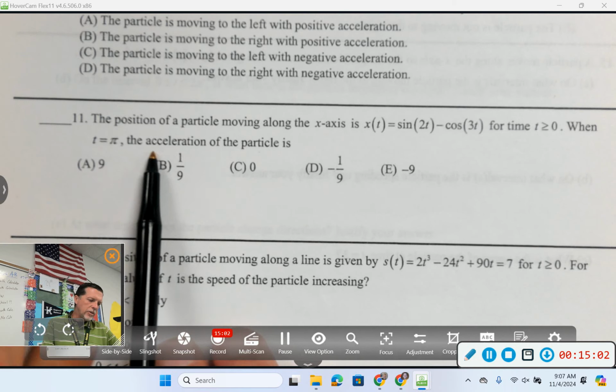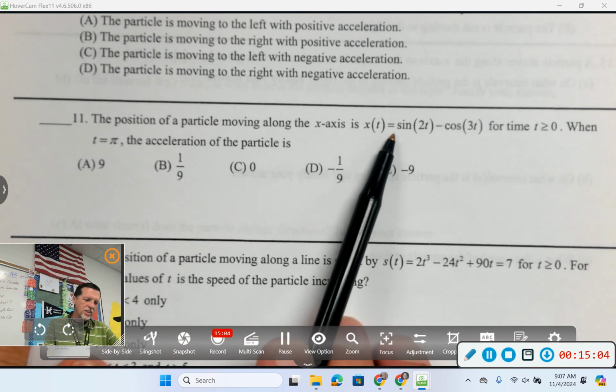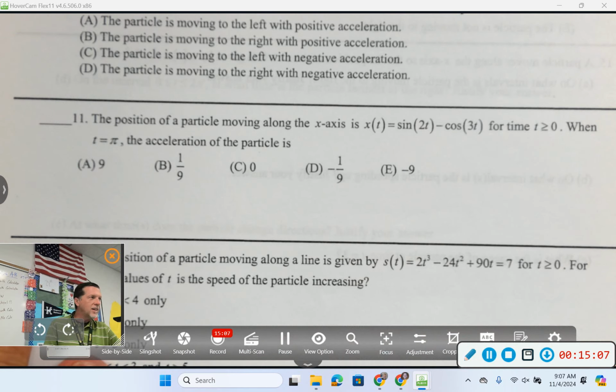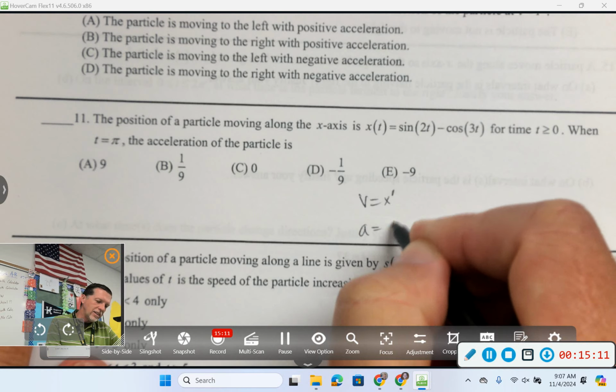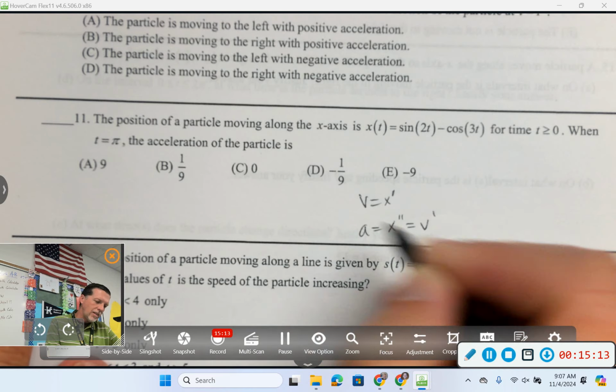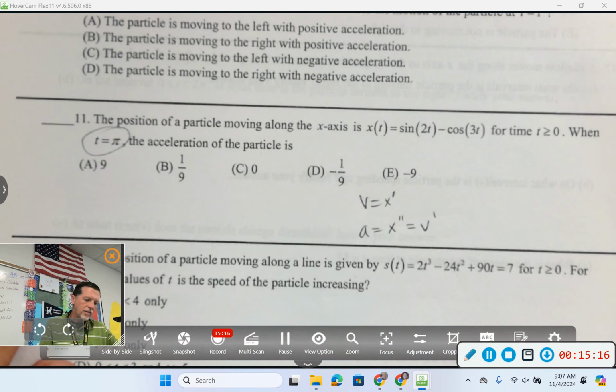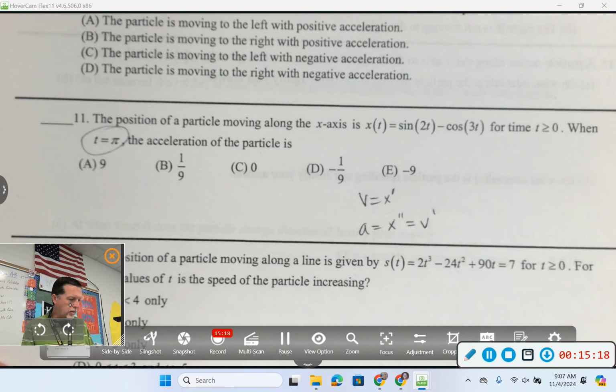Number 11. How do we get the acceleration from position? Yeah, I'll need the first derivative, and then I'll need the second derivative. And then I'll plug in pi. So that's not terrible.